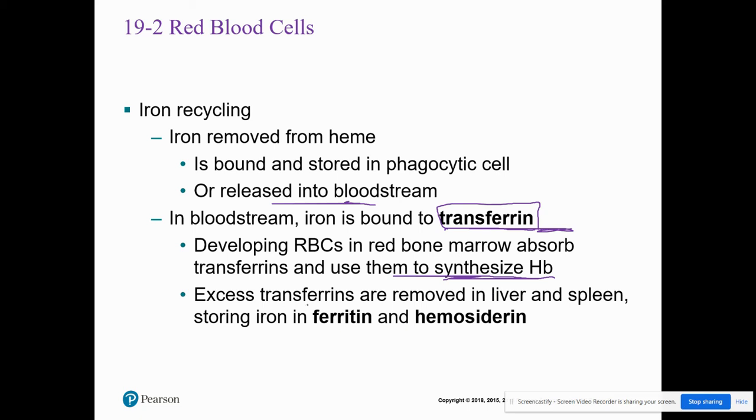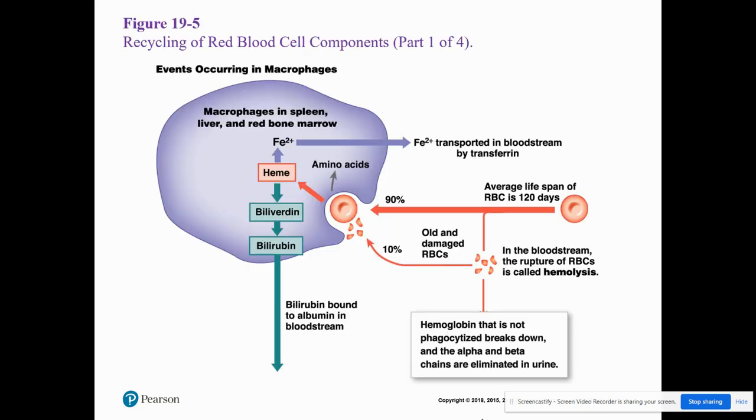So if you have a whole bunch of transferrins, they'll be removed by your liver and your spleen. These guys play so many roles in our body, but they'll store it as ferritin. And we're probably not going to talk about that much, but hemosiderin. So you're going to see a similar mechanism when you take micro. All right. So this is an interesting little figure from the book.